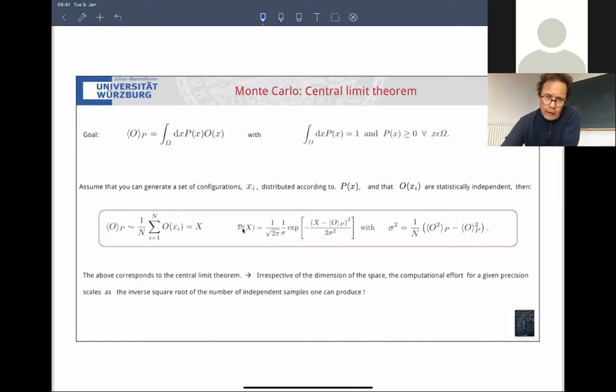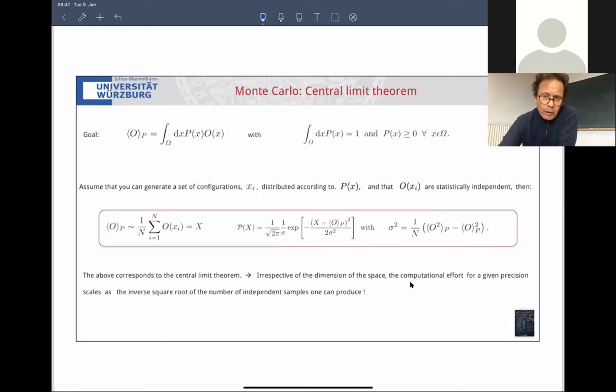And we can use the central limit theorem to show that, provided that O of xi are all statistically independent, that p of x has a Gaussian distribution. The width of it is basically the variance of the observable we're calculating. So if the variance of this observable is finite, then you see that the error, we can call this the square of the error, scales as 1 over square root of n, the number of samples.